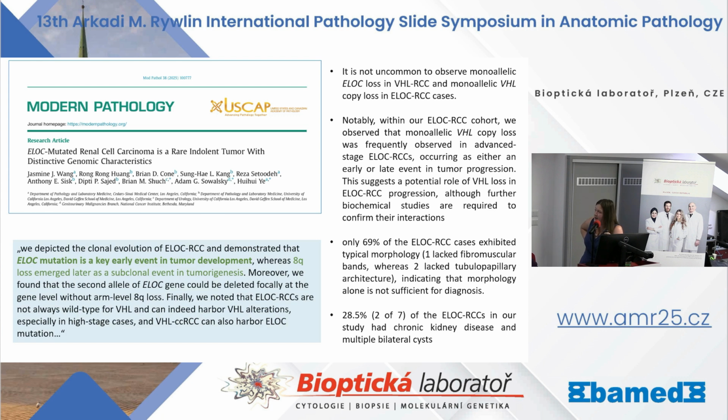It is in press right now, and this group concluded that it is not uncommon to observe monoallelic loss in clear cell renal cell carcinoma and monoallelic VHL copy loss in ELOC cases. Notably, within the ELOC renal cell carcinoma cohort, we observed that monoallelic VHL copy loss was frequently observed in advanced stage ELOC renal cell carcinoma, occurring as either an early or late event in tumor progression. And this suggests a potential role of VHL loss in ELOC tumor progression.